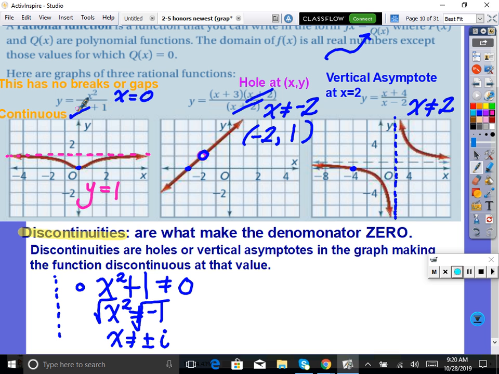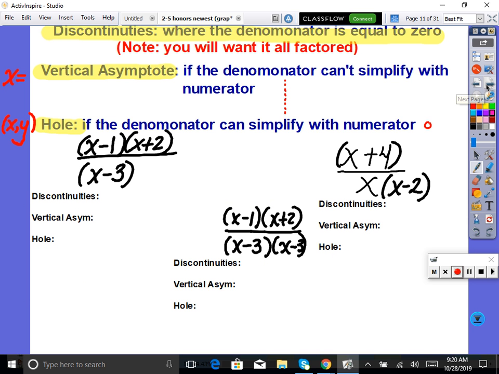Okay, let's look at this. All right, so let's look back at this one right here, for example. Where is our horizontal asymptote? 1, which makes sense. Degree 1 on top, degree 1 on bottom. Divide your leading coefficients. 1 divided by 1 is 1. Does everyone see how it's working? Okay, awesome.